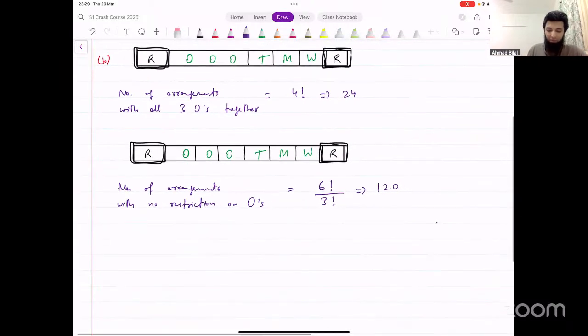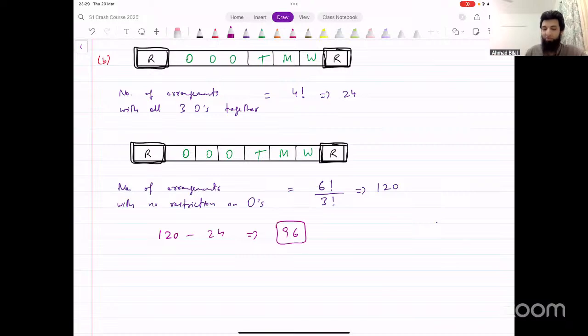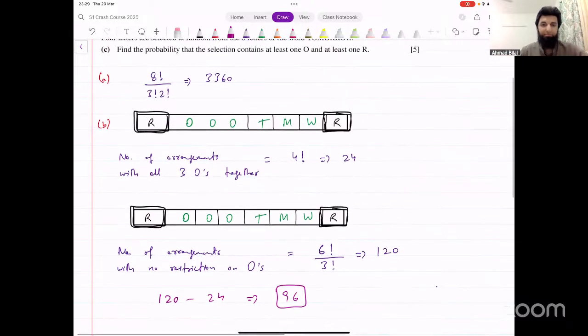What do we do now? Total minus together. And that gives us 120 minus 24. And we get 96 arrangements in which the 3 O's are not all together. Okay, no problems? No problems. Fairly straightforward, right?